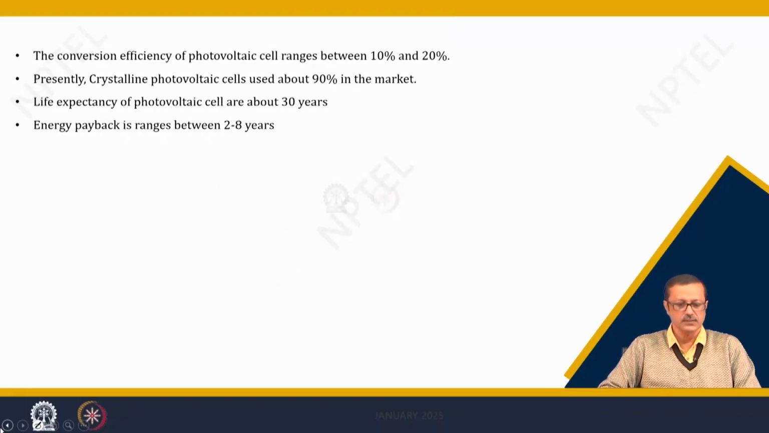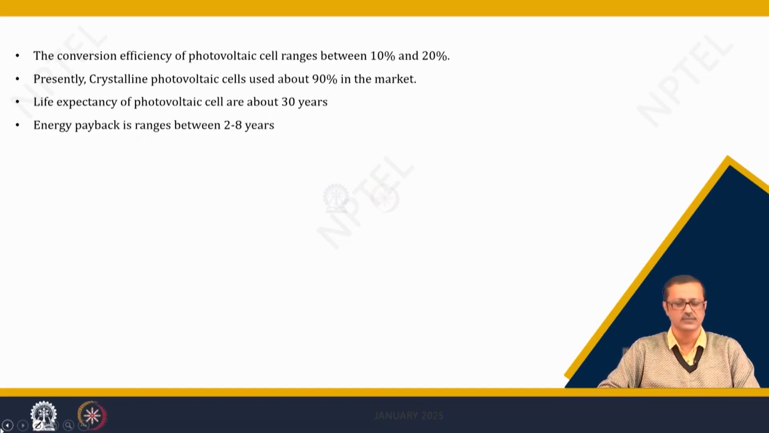And if you see the conversion ratio, we have already discussed that one. The conversion ratio of the photovoltaic cell mostly ranges from 10% to 20%. Things are probably going to be better in the future. Presently, crystalline photovoltaic, the poly and mono crystalline silicon PV cells, have captured almost 90% of the market. It is very popular. The life expectancy of a photovoltaic cell is about 30 years.